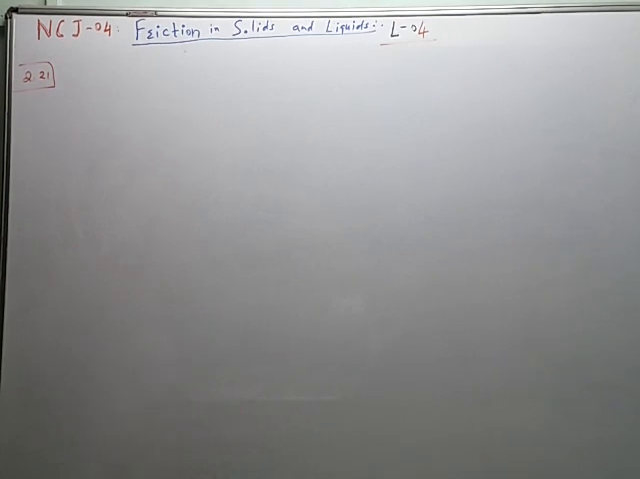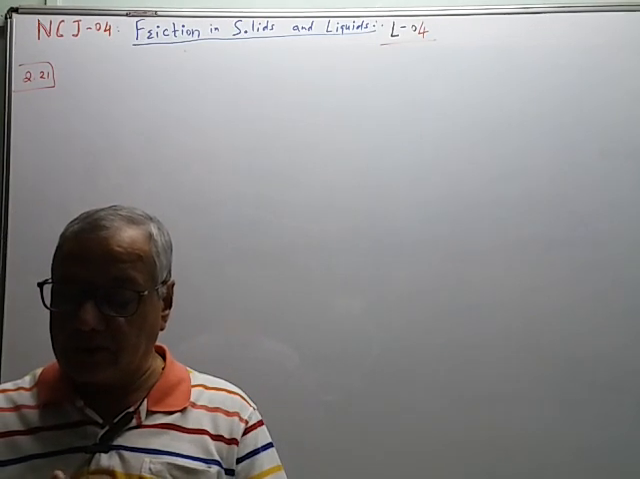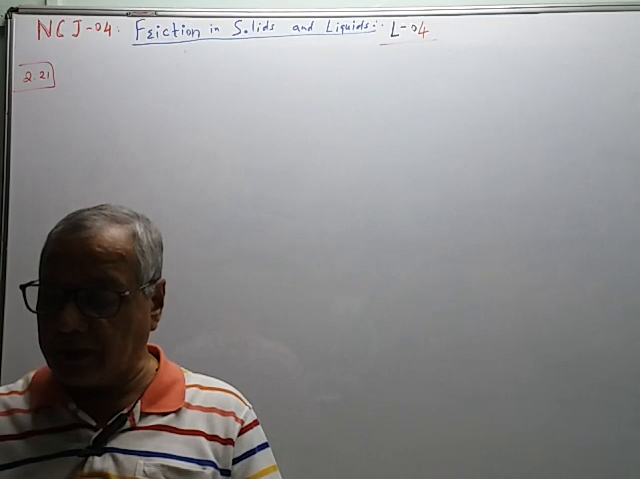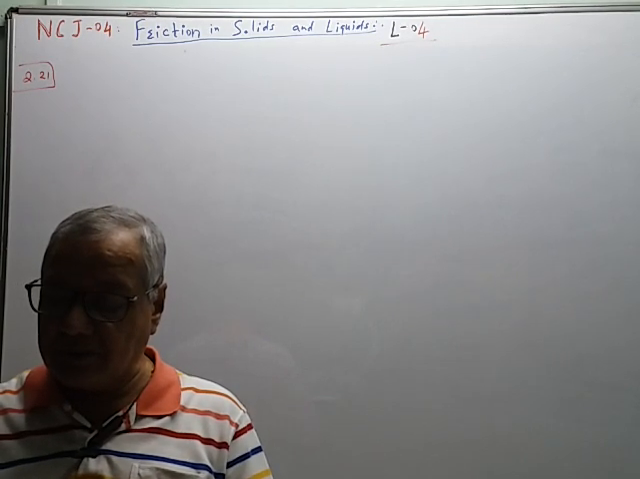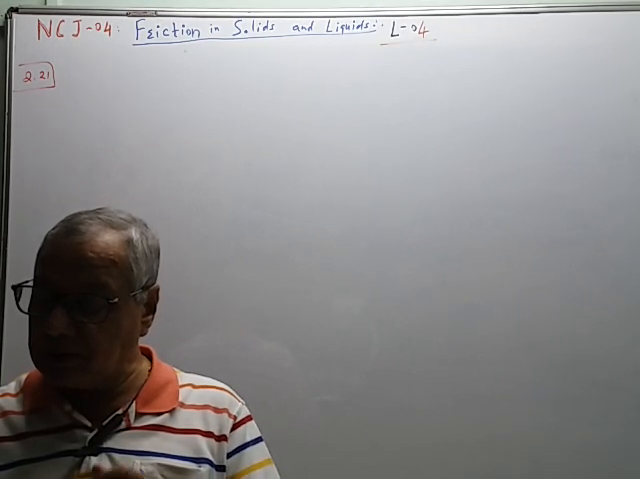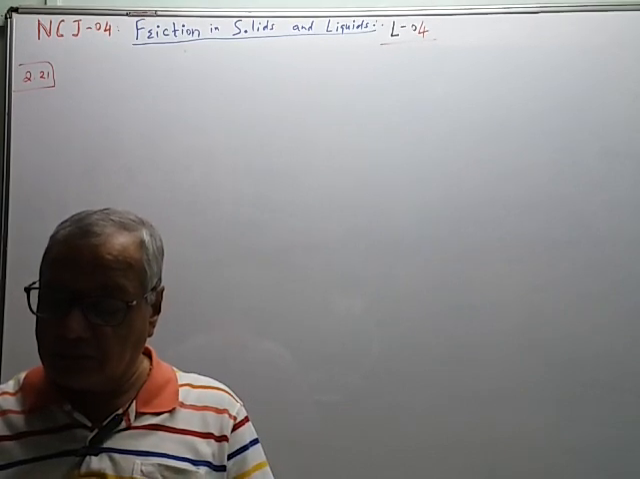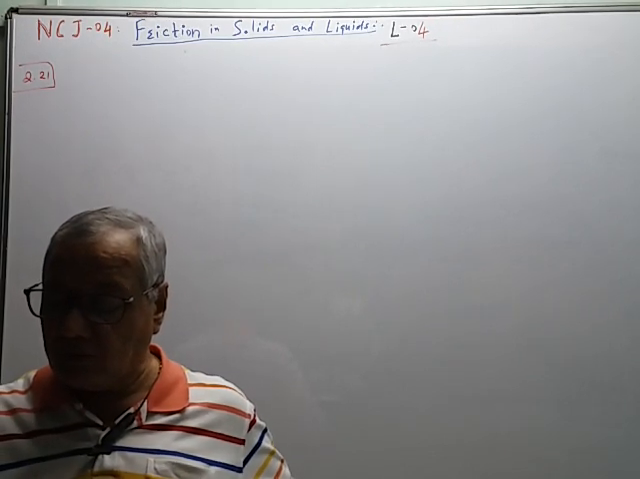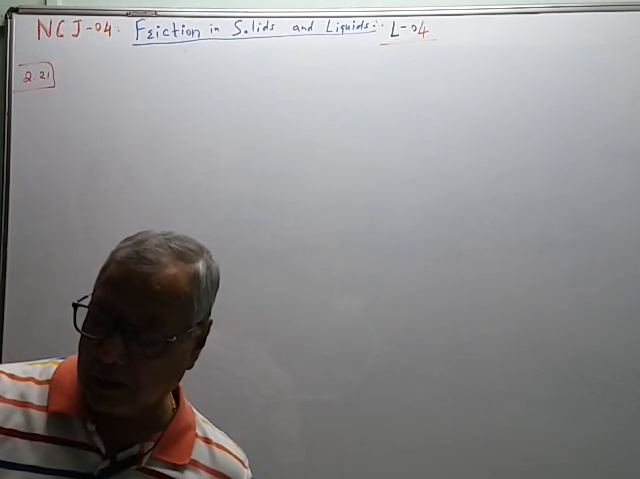So let us see this next question. 21. Two thin circular metal plates A and B of radii 2 cm and 3 cm are kept in water at depth 75 cm and 150 cm respectively below the free surface of water. FA and FB are the thrust on the plates A and B respectively. What is the ratio FA upon FB?